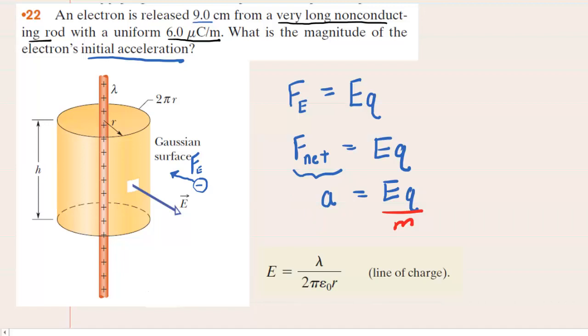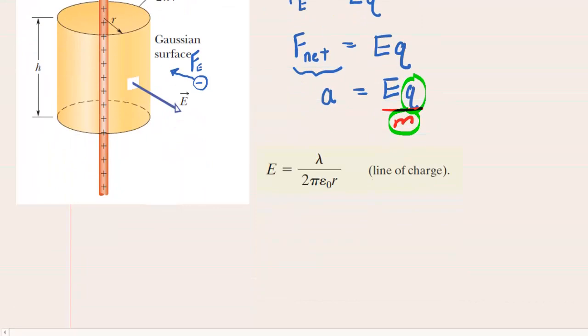Now, we know the mass of an electron. We can look that up. We also know the charge of an electron. But what we don't yet have is the electric field magnitude. Now, it turns out that through the use of Gauss's law, for a very long rod, which is sometimes called a line of charge, the electric field magnitude is given by this expression right here.